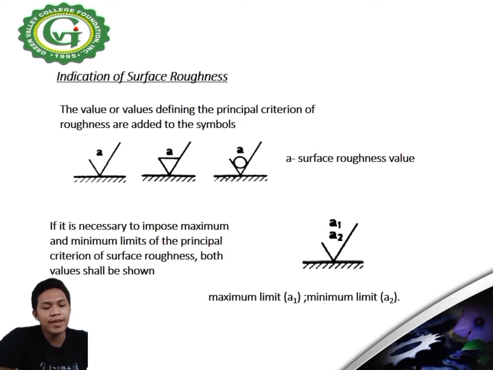Indication of surface roughness. The value or values defining the principal criterion of roughness are added to the symbol. Ra is equal to the surface roughness value. Roughness Ra obtained by any production process. Roughness Ra obtained by removal of material by machining. Roughness Ra shall be obtained without removal of any material.